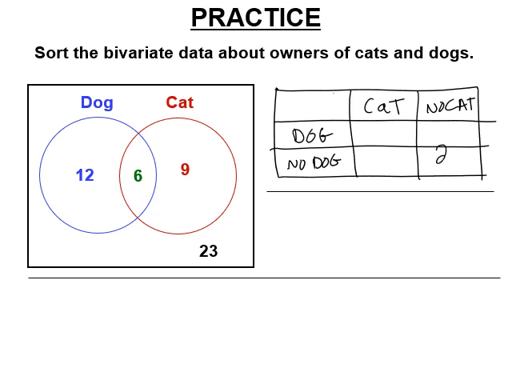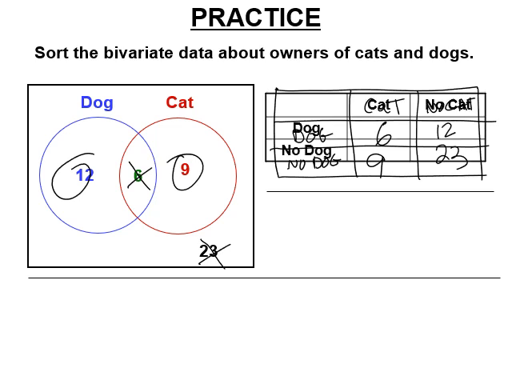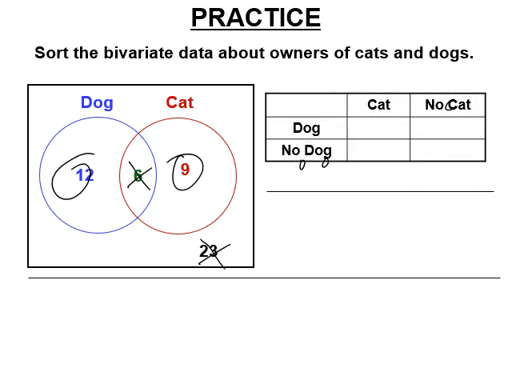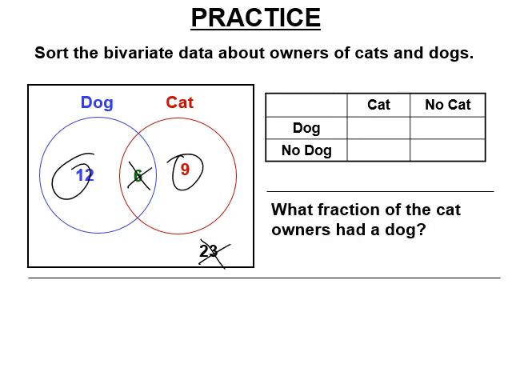So 23 people had neither. 6 people had both. 12 people had a dog, but no cat. 9 people had a cat, but no dog. Okay. Oops, there it is. Let me erase to make it neater. Didn't realize I had done that. So let's fix that. While I do, you can start the next one.